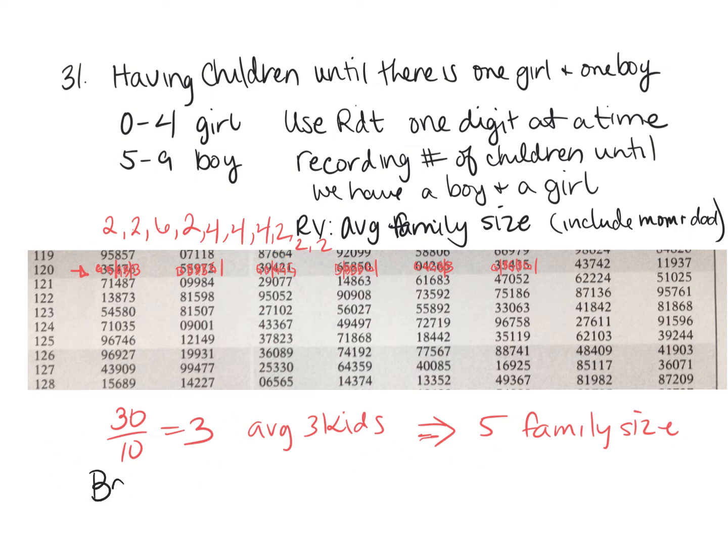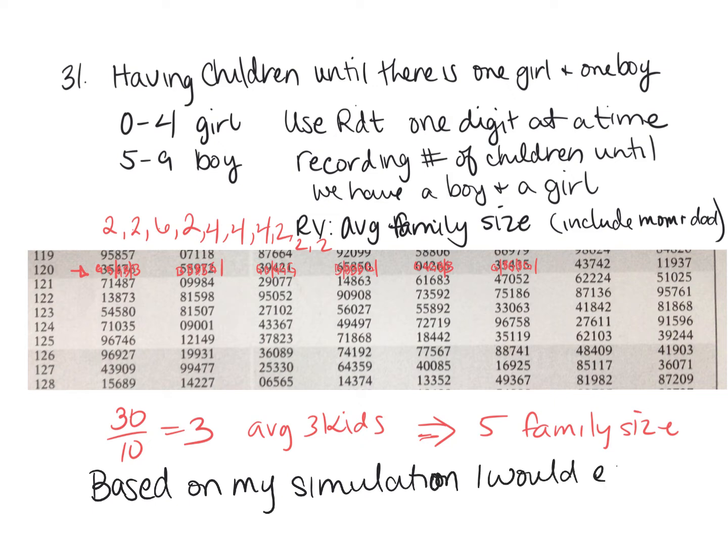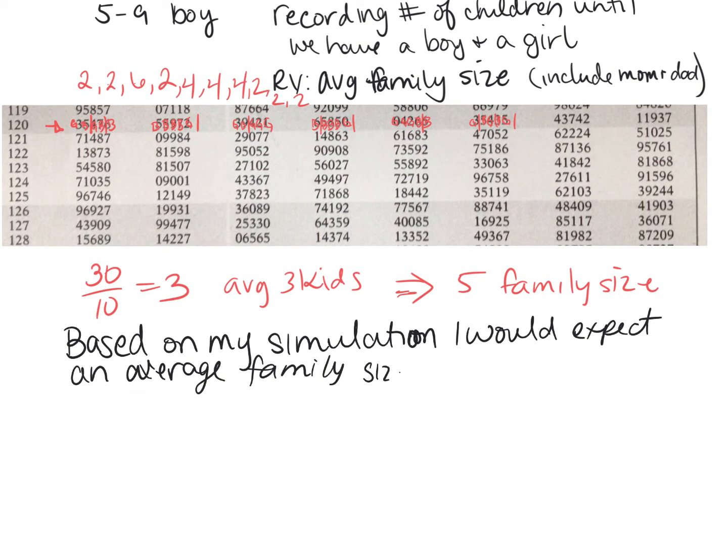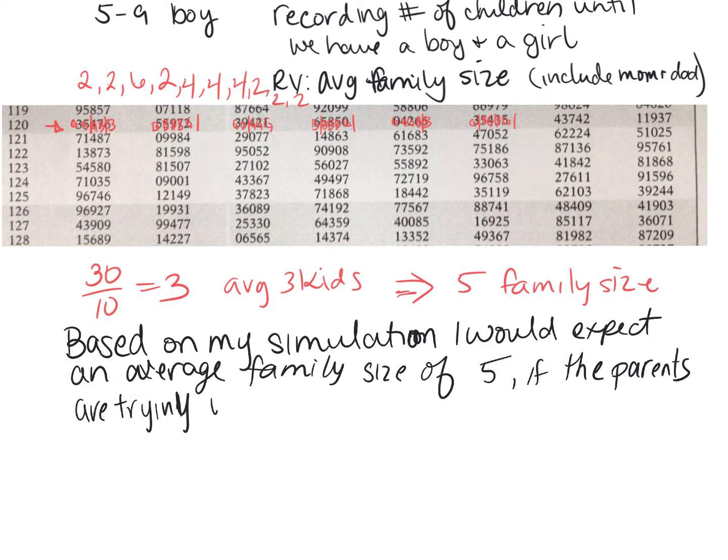And then lastly, based on our simulation, I would expect an average family size of 5 if the parents are trying until they have one of each.